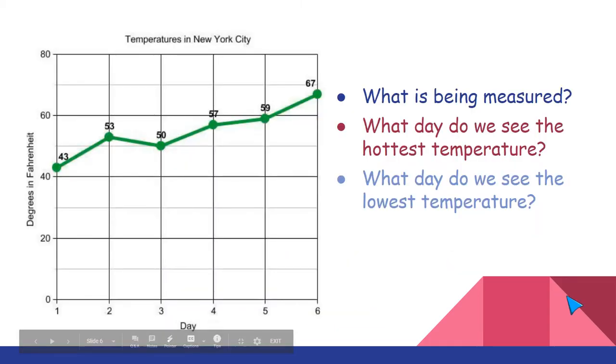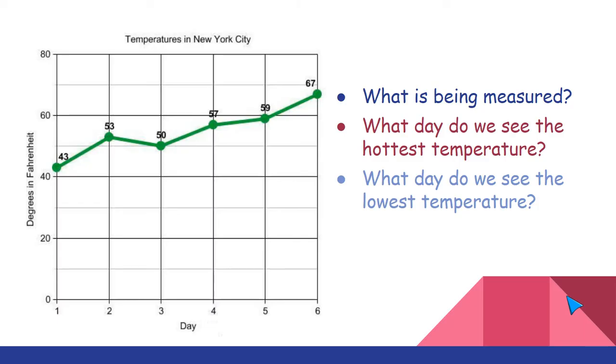All right. Take a look at, analyze this graph a minute. Make sure you're reading the title and the axes labels. What is being measured? What is being measured is the temperatures in New York City in degrees Fahrenheit over a 6-day period, sorry.